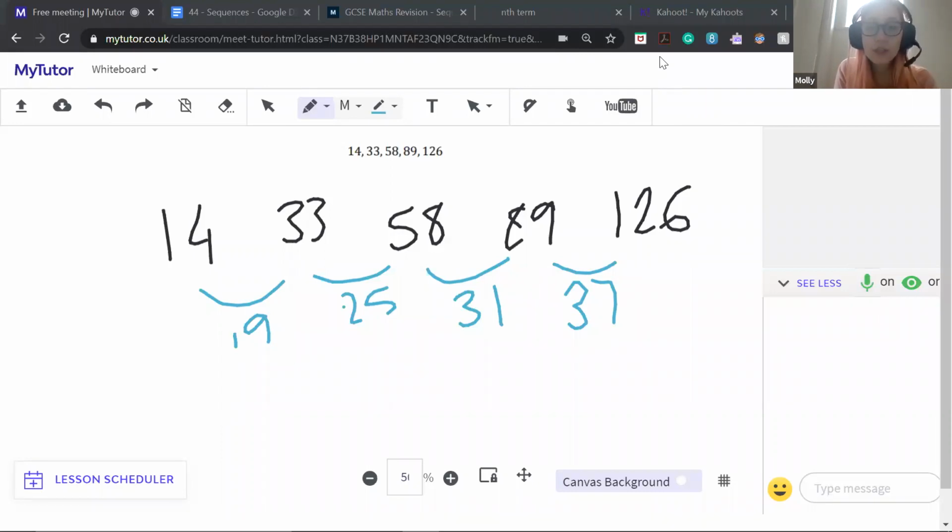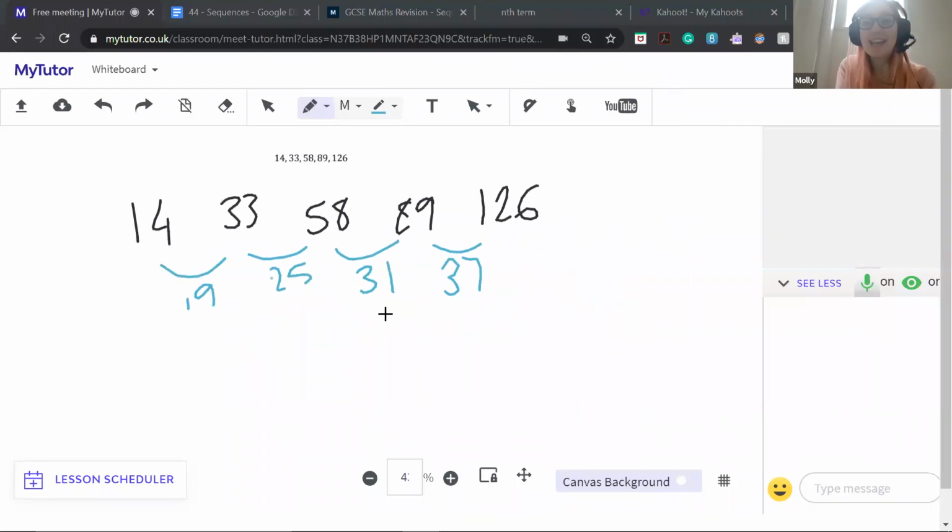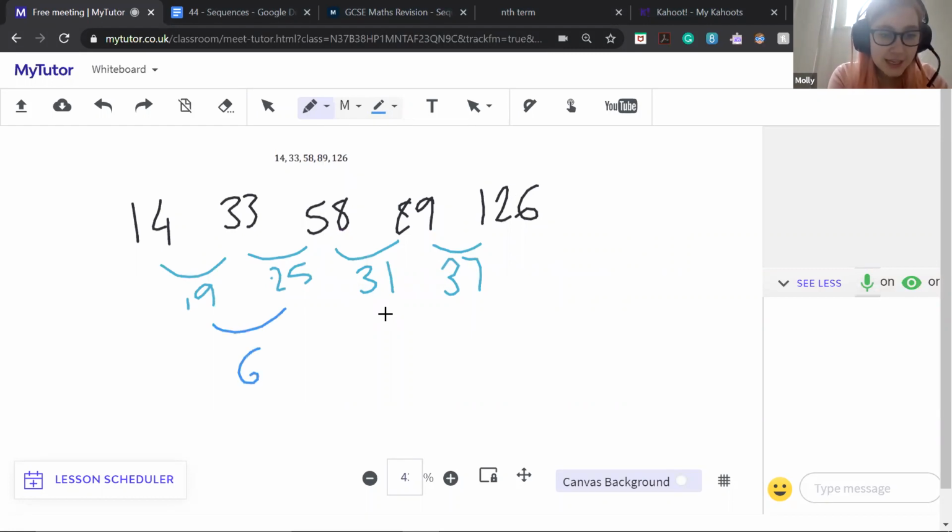So what we do is we look at the next level down. What's the difference between the differences? So 19 to 25 is 6, 25 to 31 is 6, 31 to 37 is 6. So when there's a common difference at the second level, so when those numbers are the same, one level down, we know that it's an n squared term.